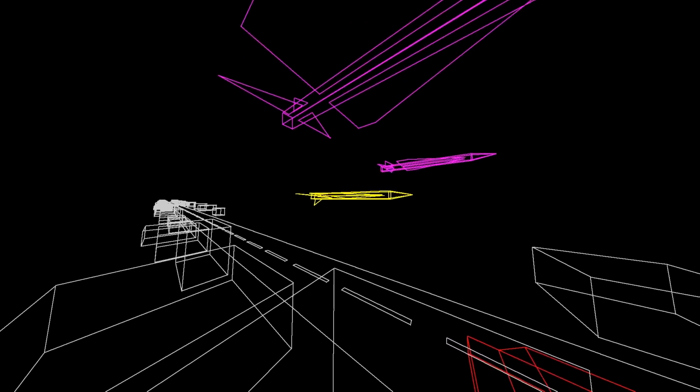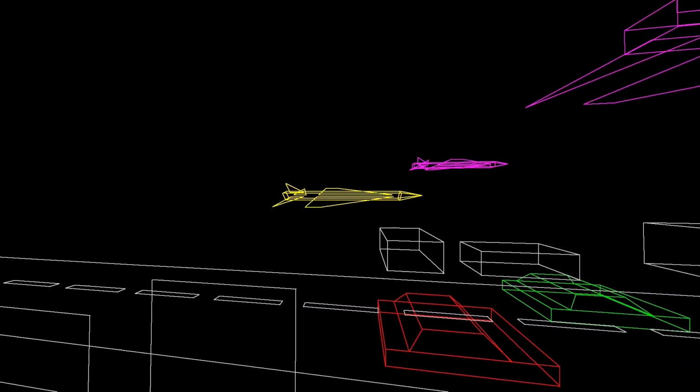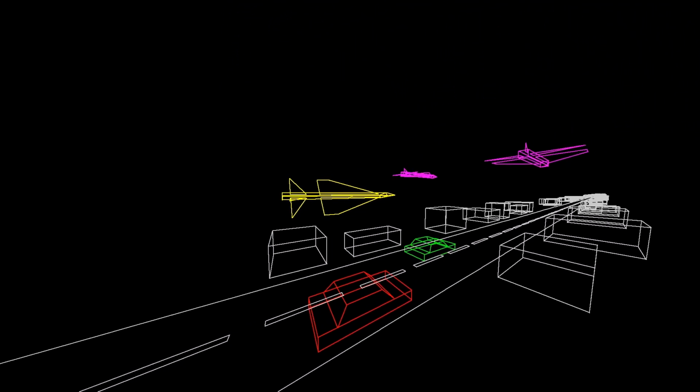This is not a GPU. This is my CPU rendering all of this. And all it comes from a simple formula.